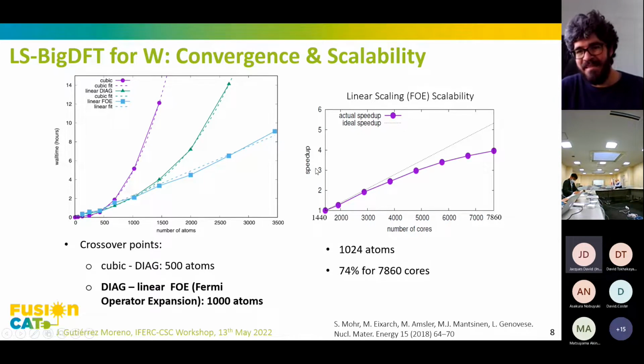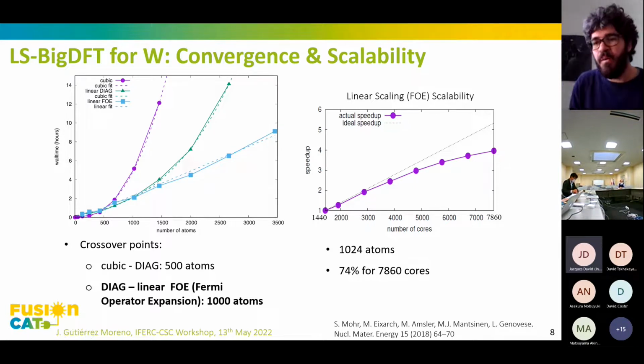If we look at scalability for one test system with 1024 atoms, and we increase the number of cores, we find very good scalability. The straight line would be the perfect scalability. And even for almost 8,000 cores, we get 74% scalability. This is just for 1,000 atoms. So we have to keep in mind that in our work, we are running systems with more than 3,000 atoms. And we expect that if we increase the number of atoms, then scalability will be consistent, and we could also increase the number of cores with very high efficiency.